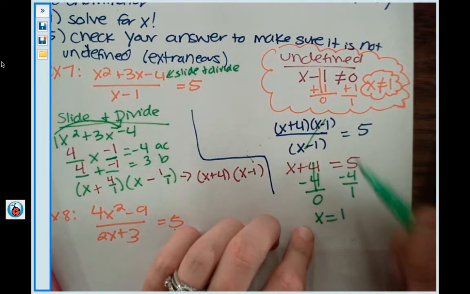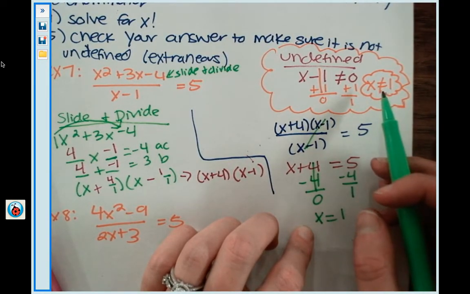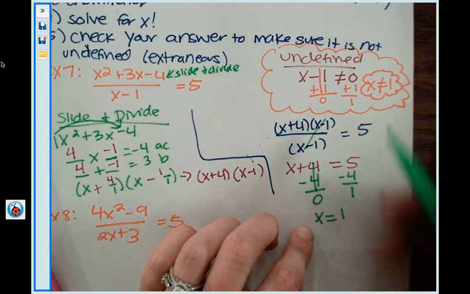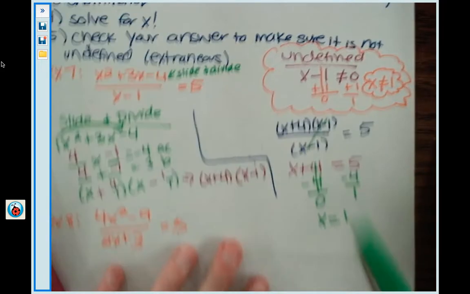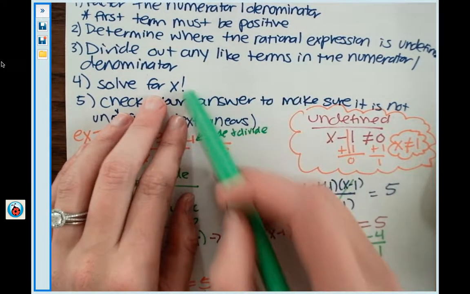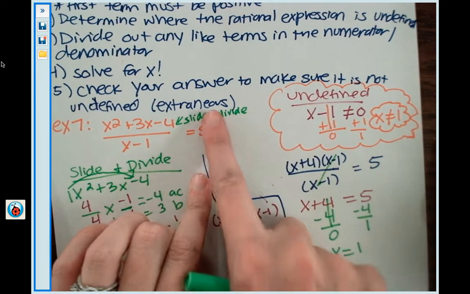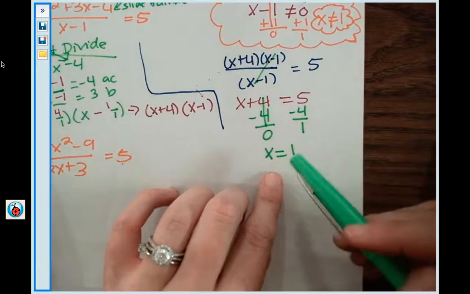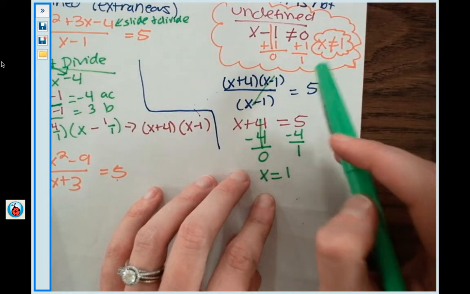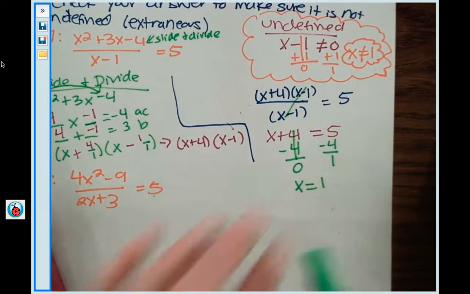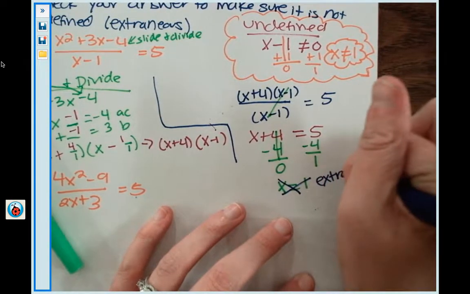But before I box it, I must check back here. If it equals 1, remember this says it cannot equal 1. But we got 1. So if it equals 1, that means that it is undefined. It doesn't work. Again, we divide out our like terms, we solve for x, and we check our answer to make sure it is not undefined. If it is undefined, it's called extraneous. I cannot leave this x equal to 1 for too long because it'll make my denominator 0, and I don't want to kill a cat, you guys. I just don't want to do it today. So this one does not work, which means it's extraneous.